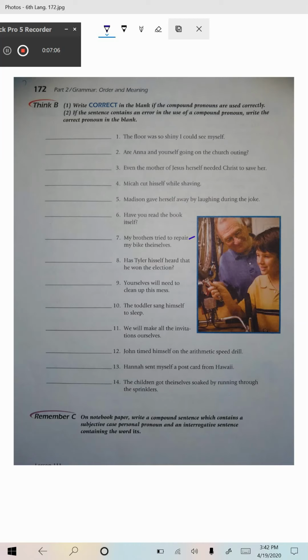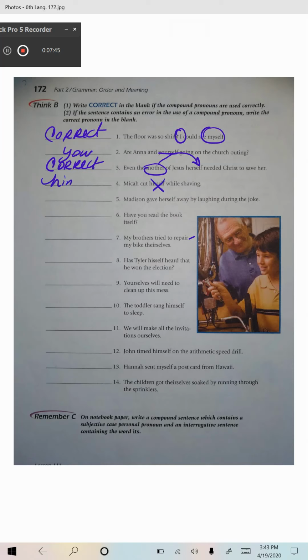So if it has a correct, we're going to fix it. Okay. So the floor was so shiny I could see myself. So do you see how you have I here and myself? So that's correct. Okay. Are Anna and yourself going to church? That's not right. You would do you. Even the mother of Jesus herself needed Christ to save her. So we have the mother and herself in one sentence. So that's correct. Michael cut himself. That's not even a word. It's himself.